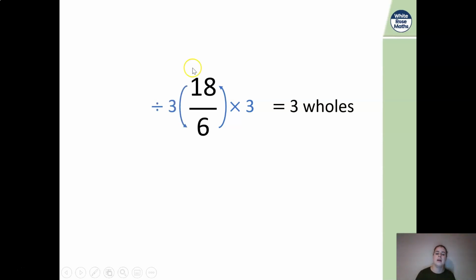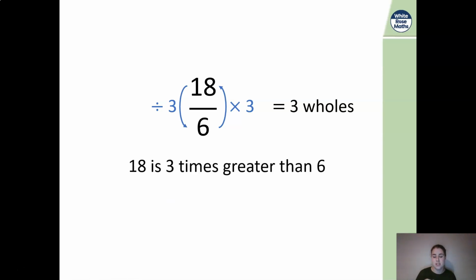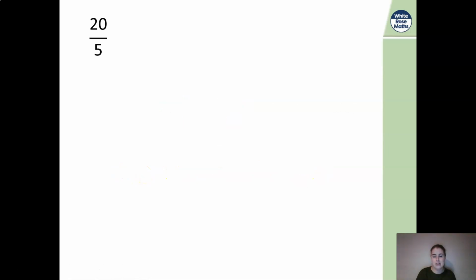So thinking, well, hang on, how many times can I divide 18 by 6? Well, I can divide it 3 times, because we're going from a bigger to a smaller number. Okay, so that tells me that 18 is 3 times bigger than 6, because 3 times 6 gives me 18. Let's have a look at it in some other questions to show you how it works.